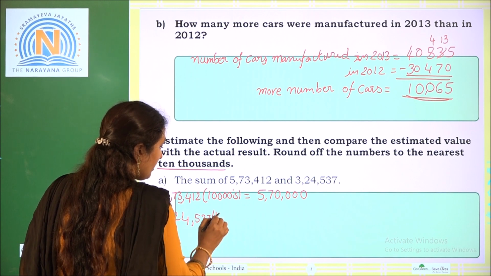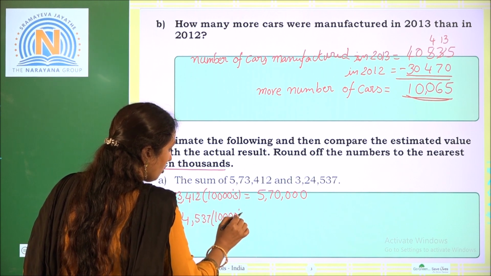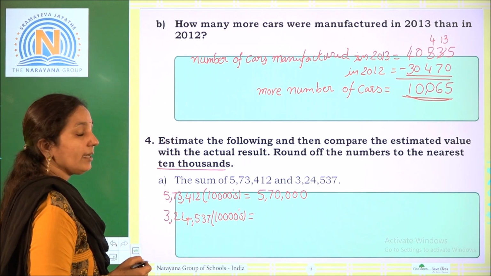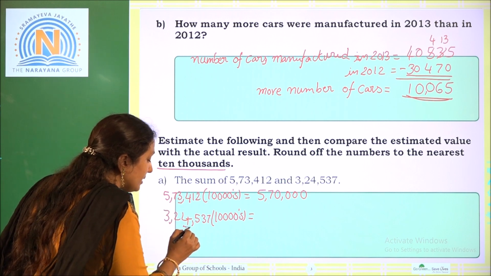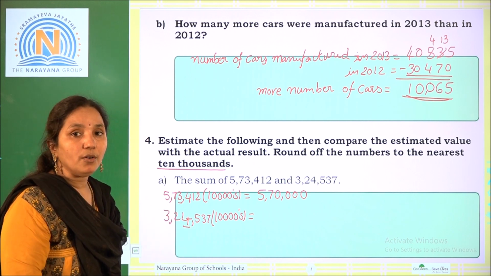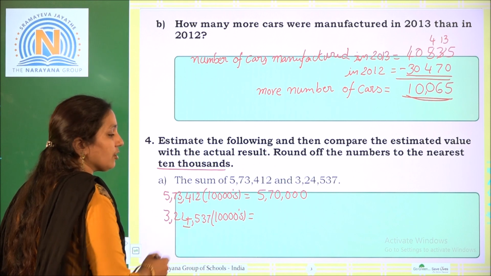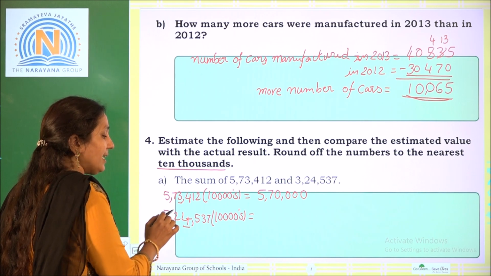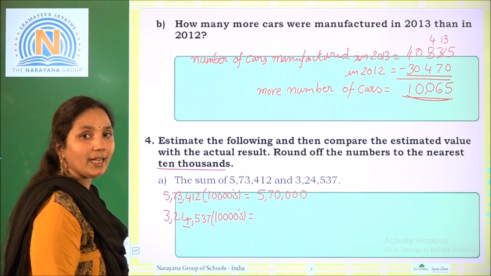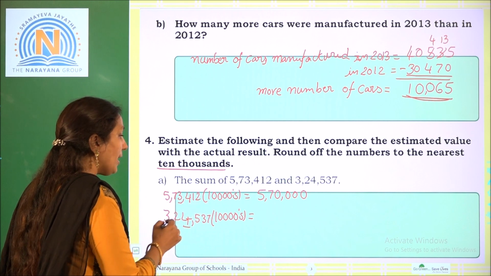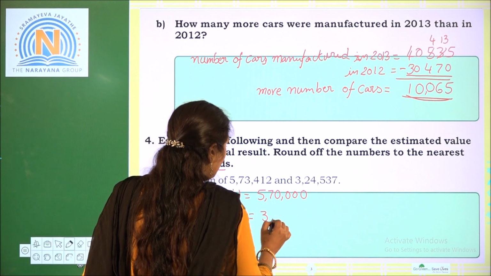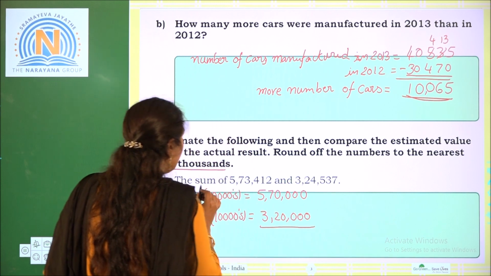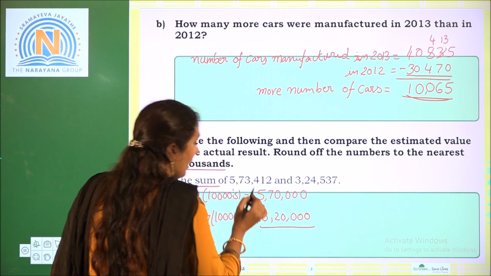And here 3,24,537. We are rounding to the nearest 10,000s. Again we have to check the thousands place number, that is 4. 4 is below 5, so we take the lower 10,000s. This number is in between 3,20,000 and 3,30,000. Below 5 means we take 3,20,000. We have to find the sum, means add.